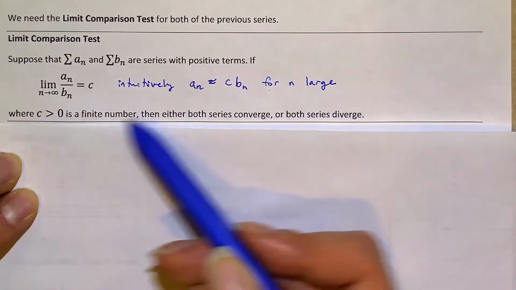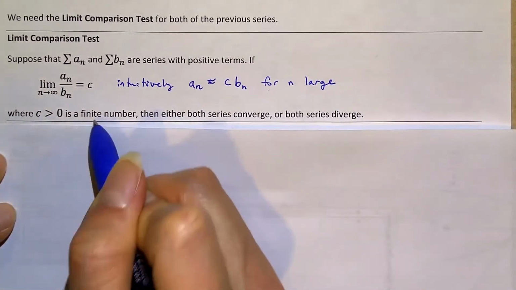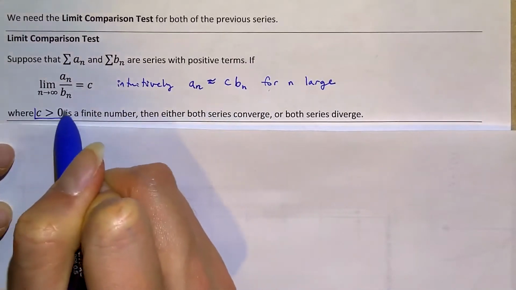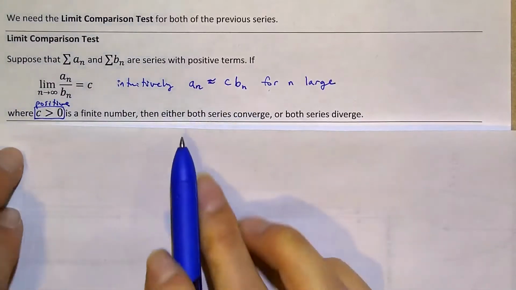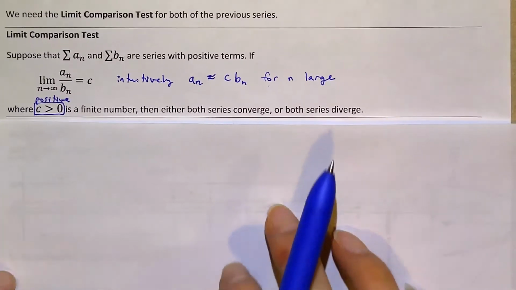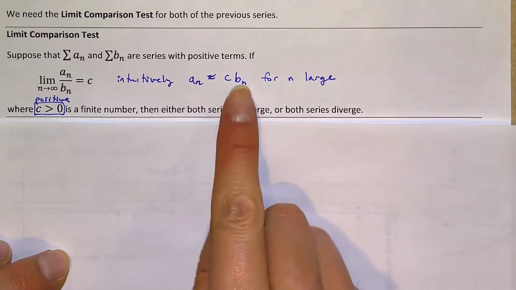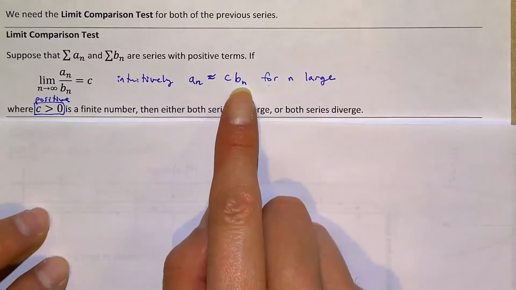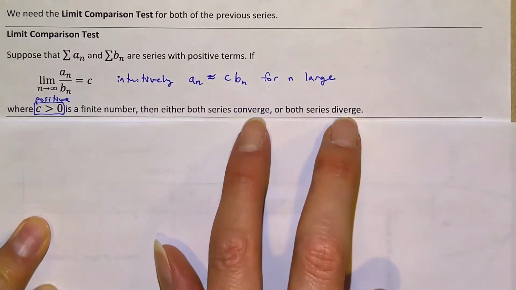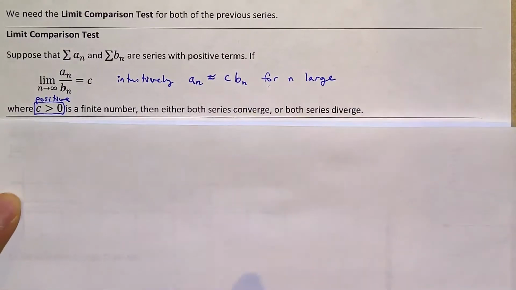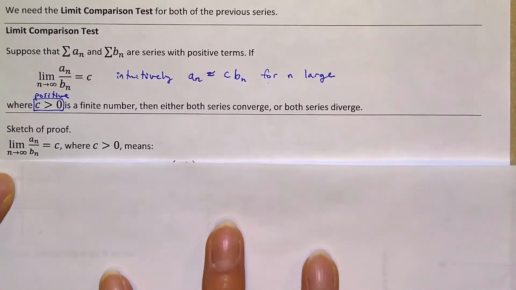We're going to assume that c is a finite number. And if that's the case, I should also say a positive finite number, then both of the series have to converge or diverge. So what this means is if one series has terms which are proportional to the terms of the other series, then both series are behaving similarly. They're either both converging or both diverging. Let's think about why this should be the case. So a sketch of the proof, in other words.